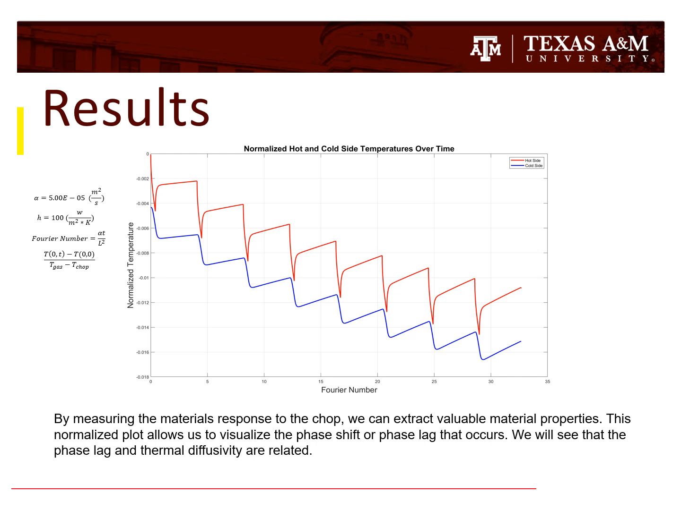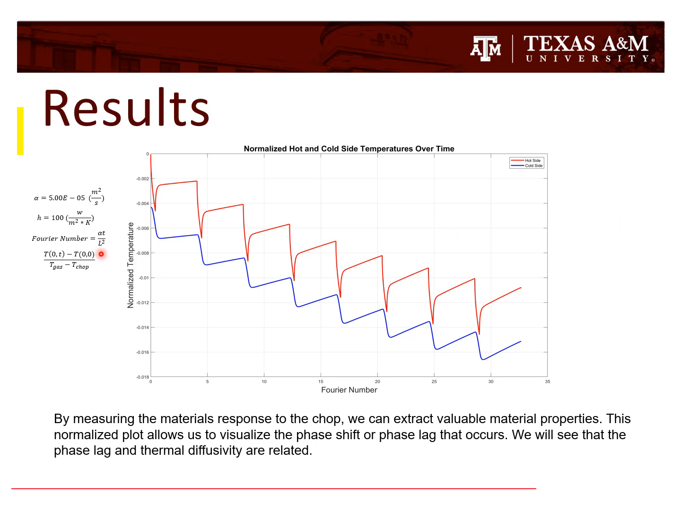We are plotting the normalized temperature versus the Fourier number. The Fourier number is a dimensionless parameter that characterizes heat conduction. We use this so the results become more general and easier to interpret. The temperature is normalized because it makes an easier comparison between the different data points, and it makes it easier to see how both sides respond to the same chop.